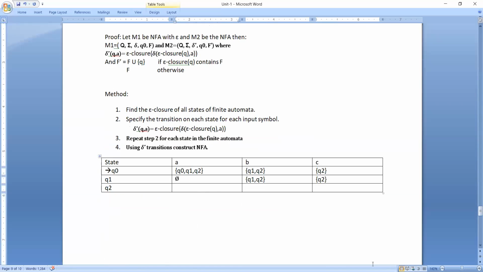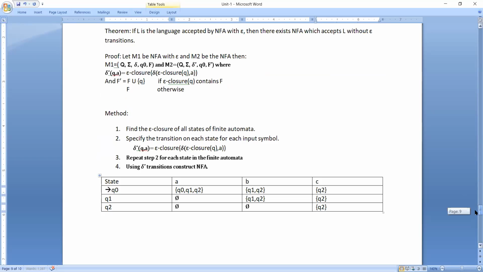Okay. Q2 on A, there are no transitions. Very good. Q2 on B, there are no transitions. Very good. Then Q2 on C, only one transition, Q2, which will be the same. Okay. Now this is what we have got.